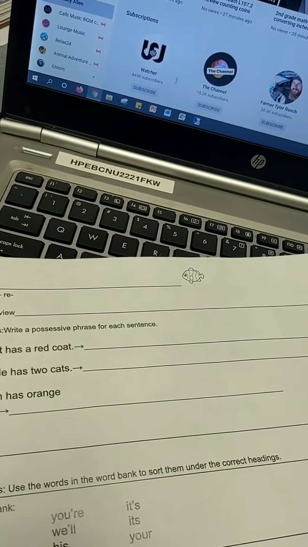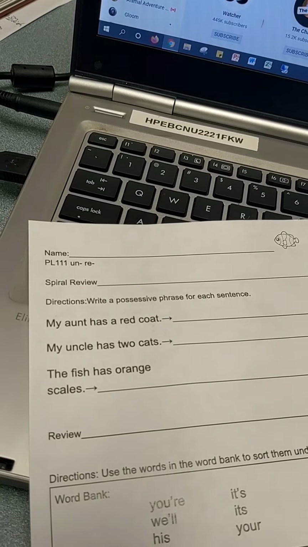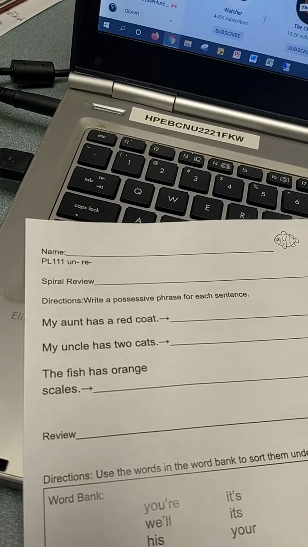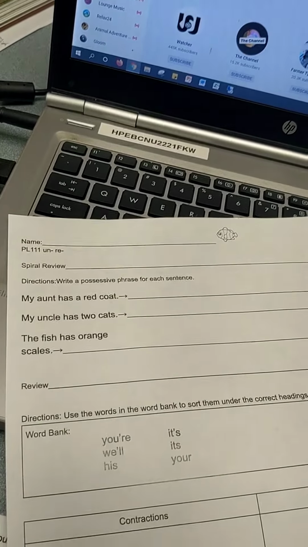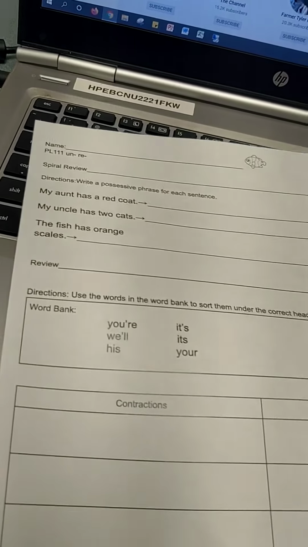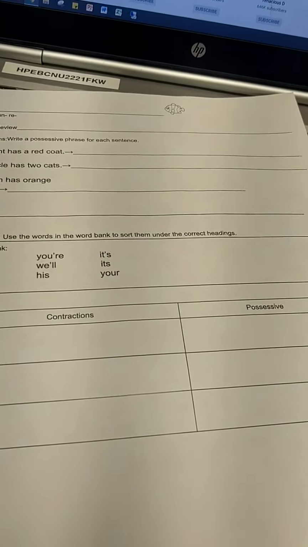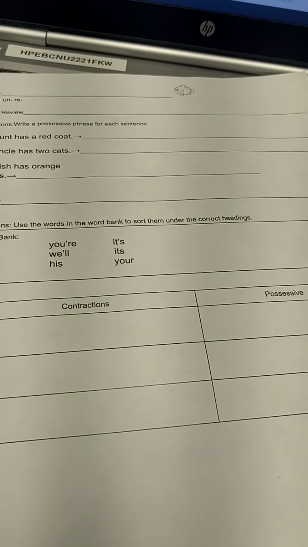The next one is, my uncle has 2 cats. Who or what is the sentence about? What does the subject have? The fish has orange scales. In the next part, use the words in the word bank to sort them under the correct heading.